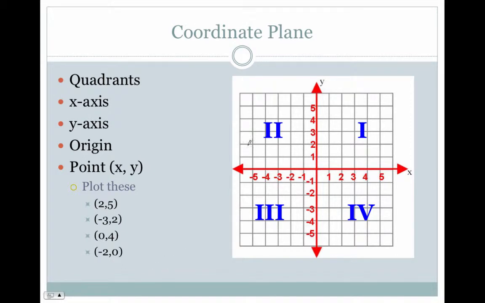Okay. So the first thing, this should be review, but they name the quadrants 1, 2, 3, 4 based on going counterclockwise this way. These are Roman numerals. If you don't like those, you can just write 1, 2, 3, 4 normal. The x-axis is this one, labeled the x right here. And the y-axis is this one up here, labeled the y. The origin is the point 0, 0. Here he is.